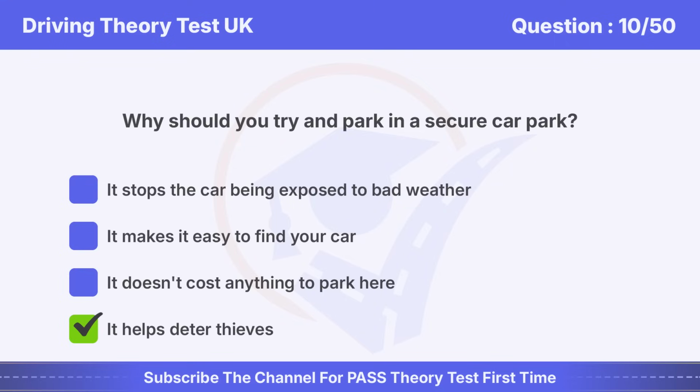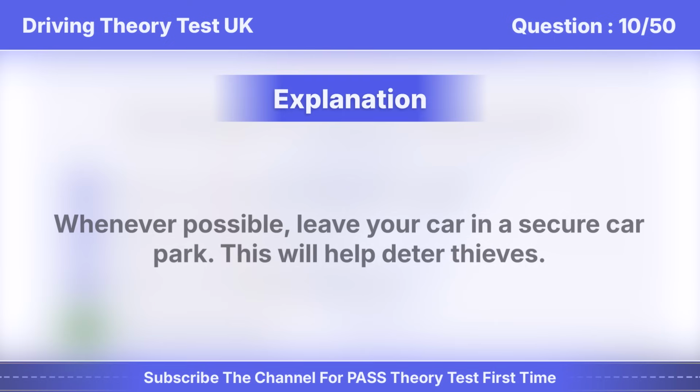Answer is D. It helps deter thieves. Whenever possible, leave your car in a secure car park. This will help deter thieves.